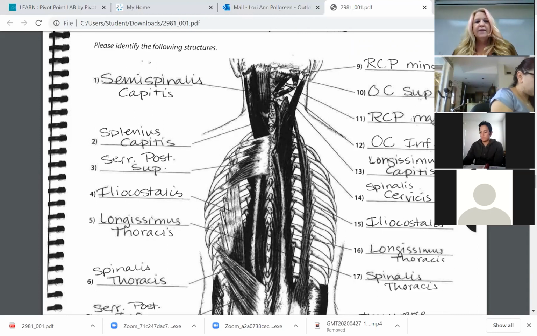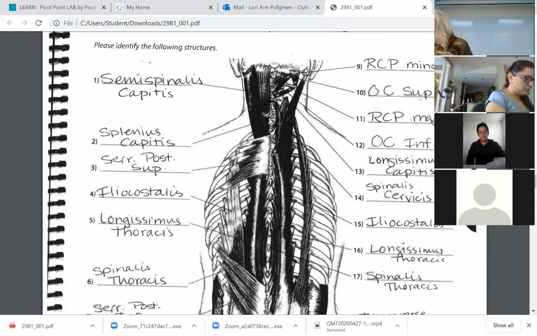Number 2, splenius capitis. Kind of hard to tell the differences in this scan. It scanned a little bit dark, but hopefully in your packets, are you able to see where it's pointing to in your study packets? Yeah. Okay, good. And you can always look on page 189 of your trail guide if you want to see the differentiation of where it's pointing to on those muscles.